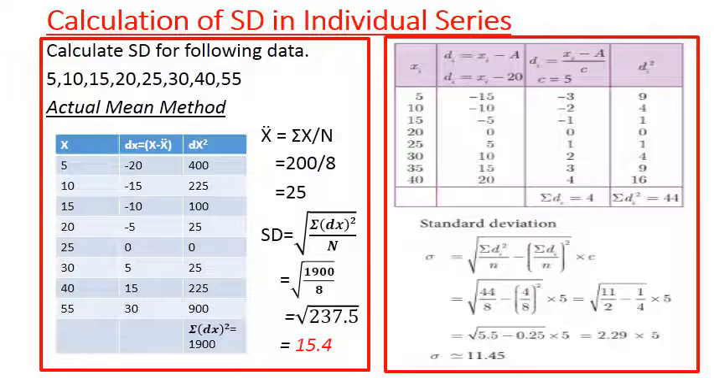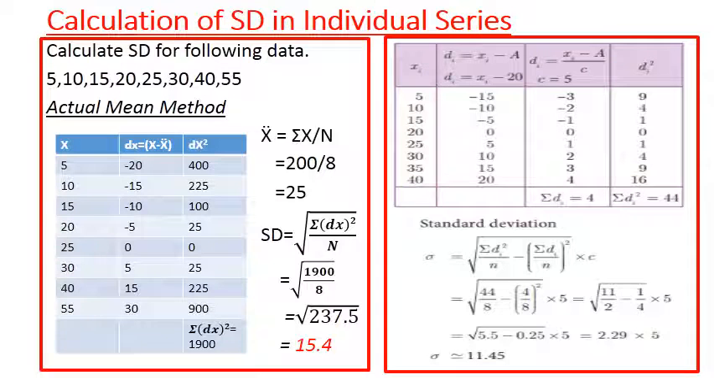Now square these deviations. Square of the deviations: 3 into 3 is 9, 2 into 2 is 4, 1 into 1 is 1, 0, 1, 4, 9, and 4 into 4 is 16. The summation of the square of the deviations is 44. The summation of the deviations is 4.